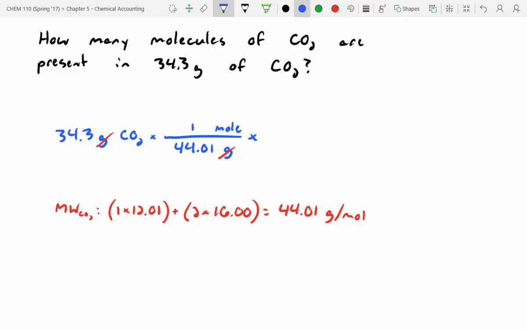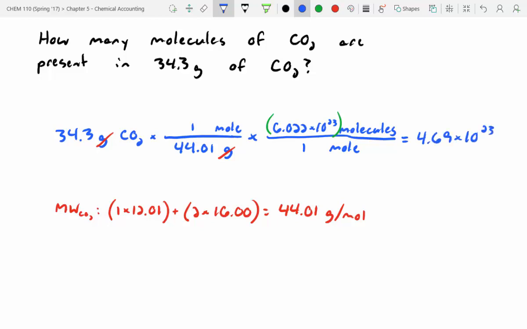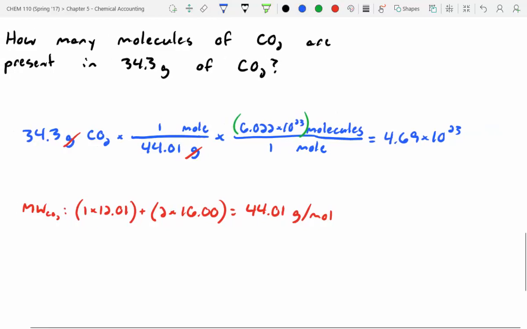But now we need to cancel out moles and we need to get to molecules, right? So I'm going to put moles on the bottom to cancel out the moles. And I'll put molecules up here. And we know that 1 mole is equal to Avogadro's number, which is 6.022 times 10 to the 23rd. I'm going to use parentheses to avoid math mistakes. And I'm getting 4.69 times 10 to the 23. Is that what you guys were getting? Okay, that's good. That means my calculator works.